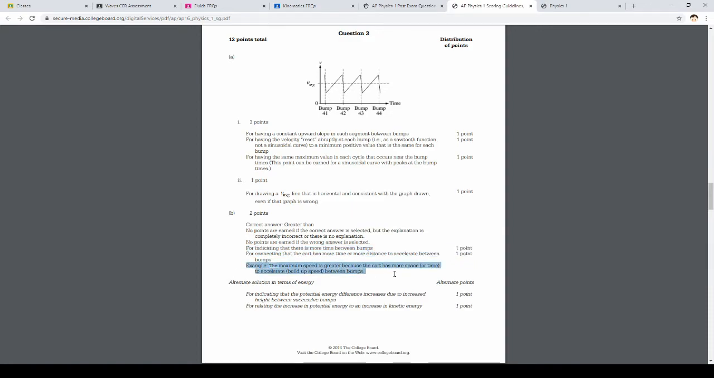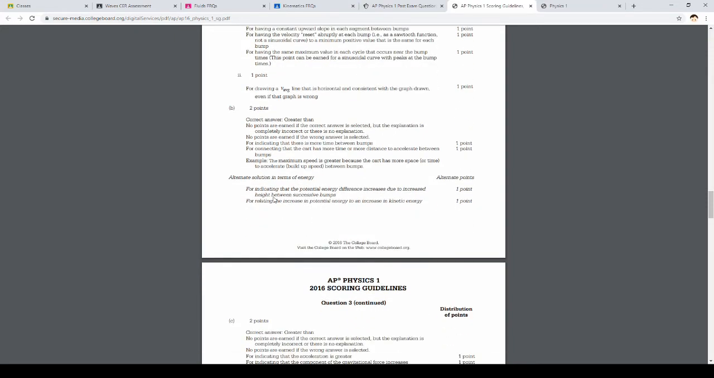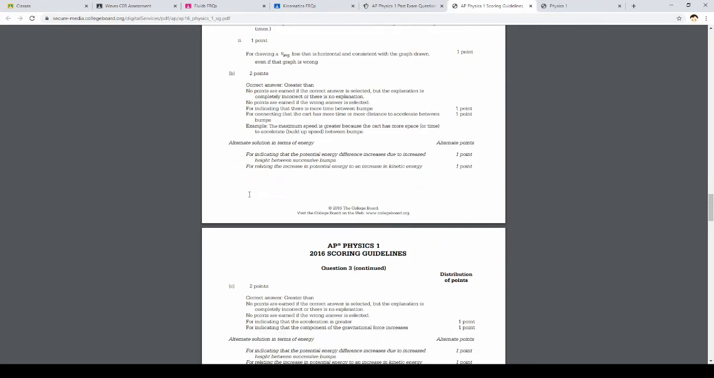So an example statement, the maximum speed is greater because the cart has more space or time to accelerate and build up speed. An alternative explanation uses energy for indicating that the potential energy difference increases due to increased height between successive bumps. For relating that increase in potential energy to an increase in kinetic energy. So by separating the bumps, there's actually a greater vertical displacement between them. So our cart has a greater change in potential energy, so it will have a greater change in kinetic energy.